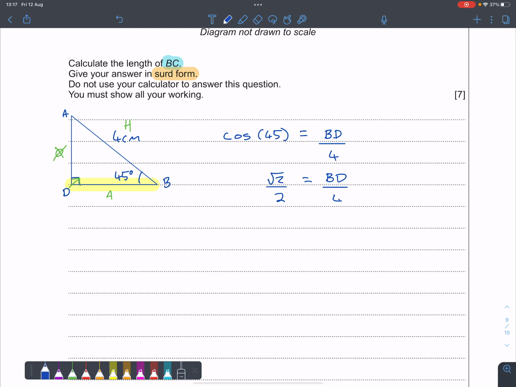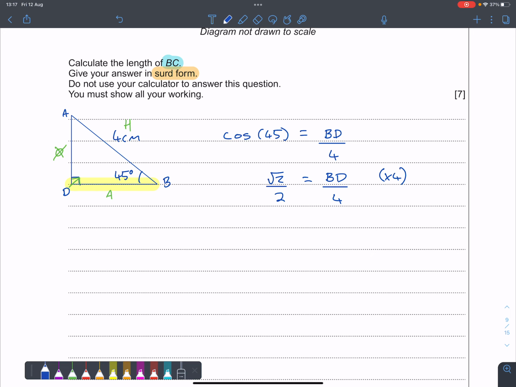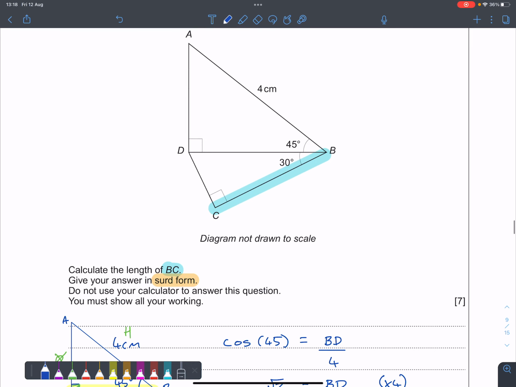If I want to work out what BD is, then I'm going to multiply both sides by 4. That will leave me with BD equals root 2 over 2 multiplied by 4. So the 4 over 2 is 2, and I get 2 lots of root 2 as my BD.